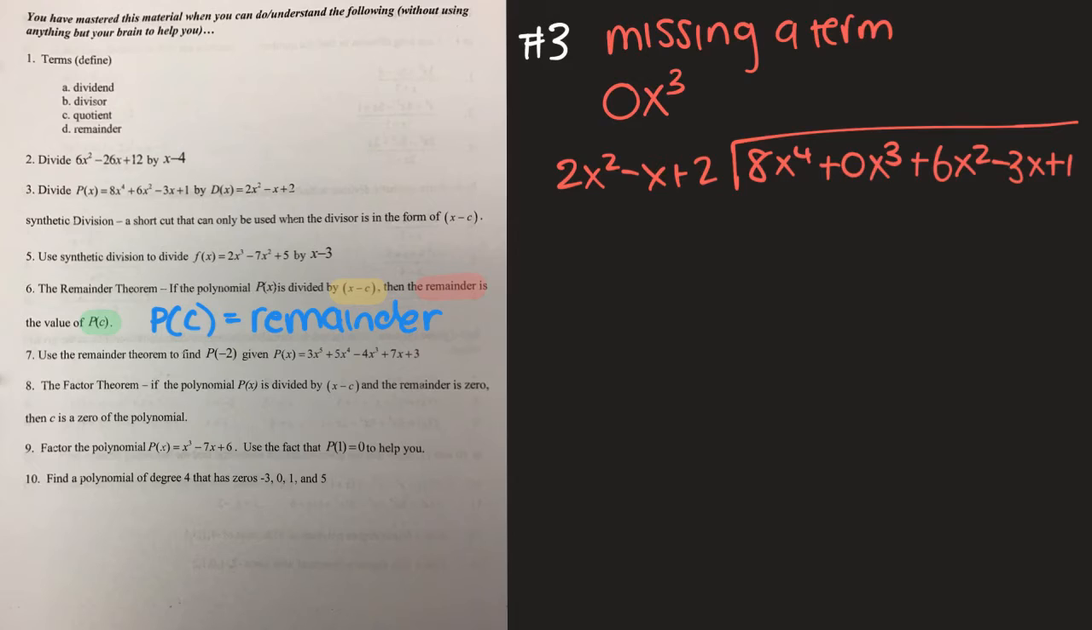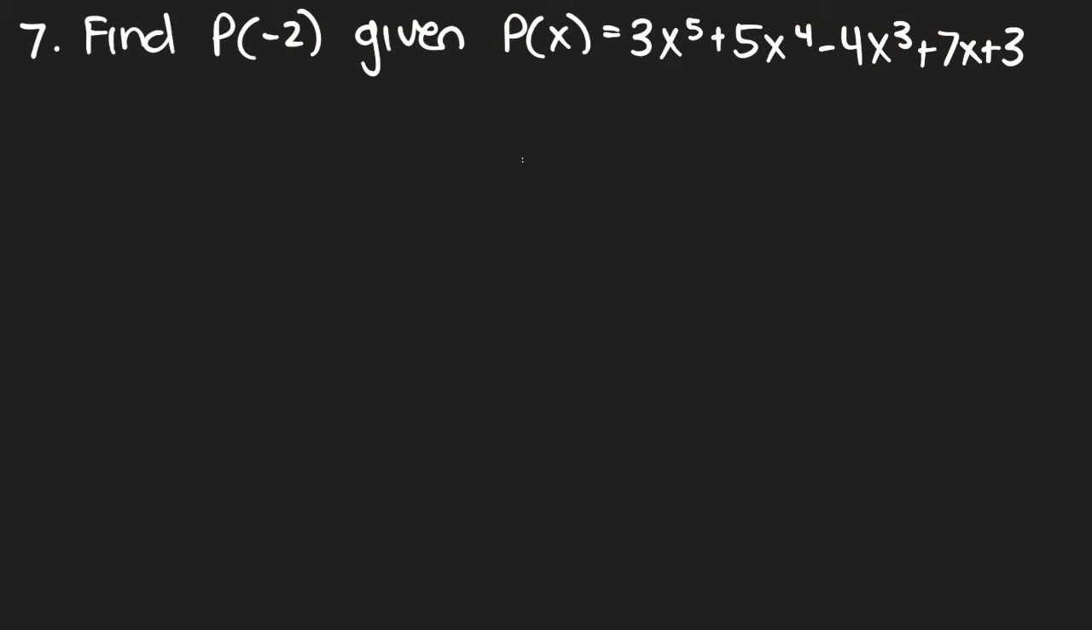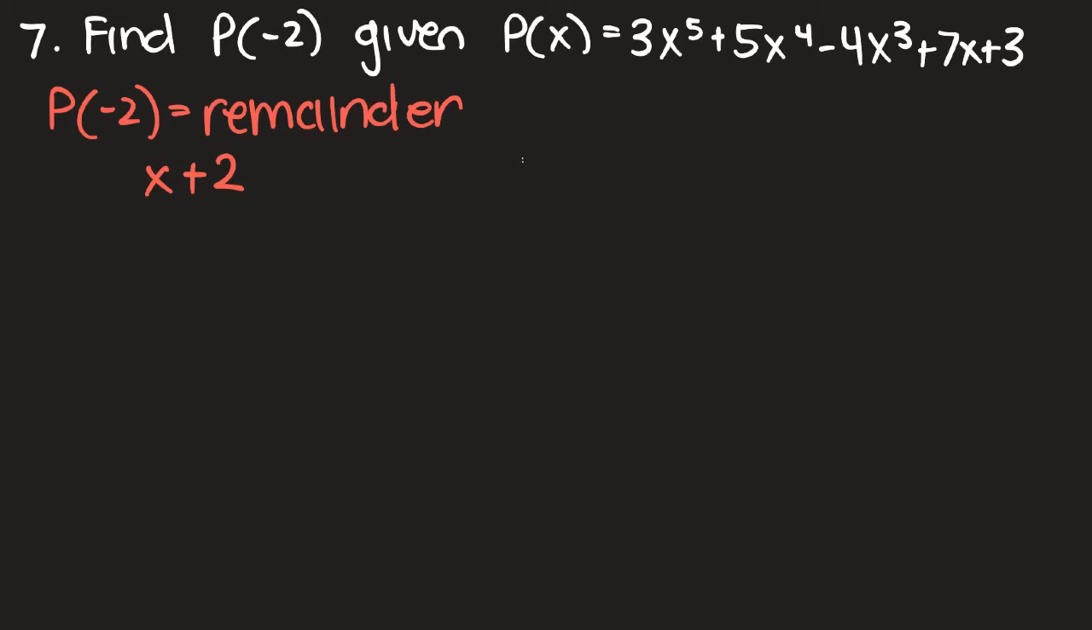So let's go to number 7 and let's actually do it. All right, so number 7 is asking us to find p of negative 2. Okay, well, just like I said before, using the remainder theorem, I know that p of negative 2 has to equal the remainder when I am dividing by x plus 2. That's for long division. We know that with synthetic division, we can keep it the same value, and I think you guys like synthetic division just a little bit better. So we're going to do that, and let's just remind ourselves of how to do the synthetic division.